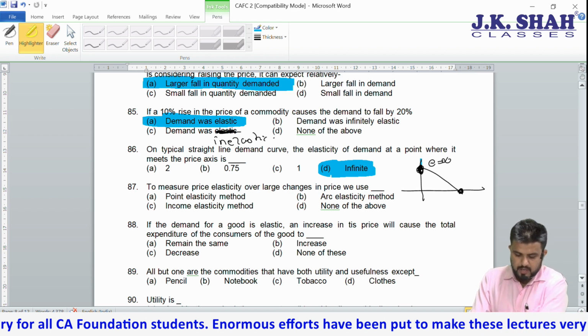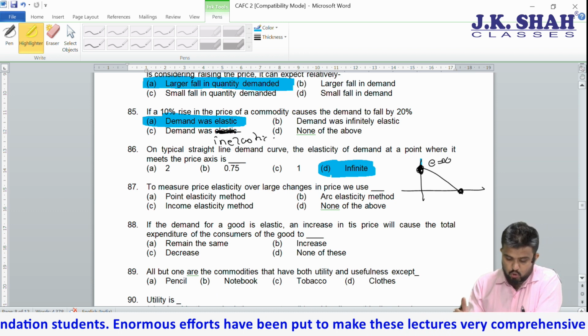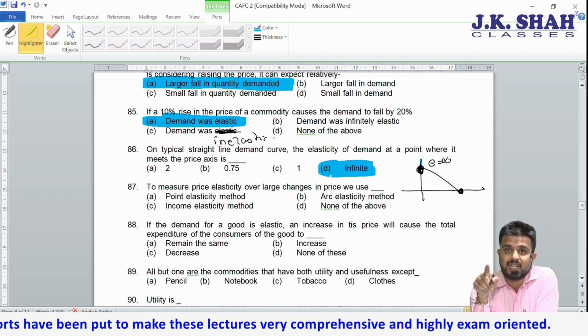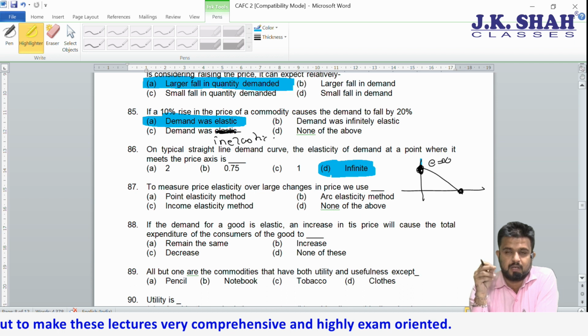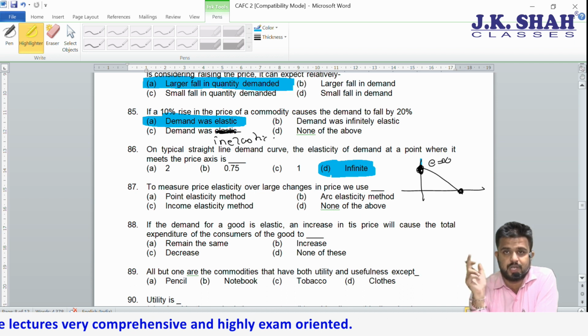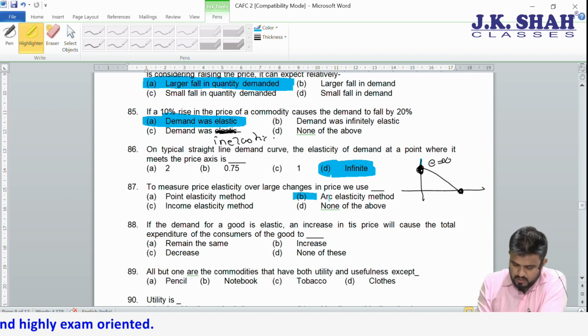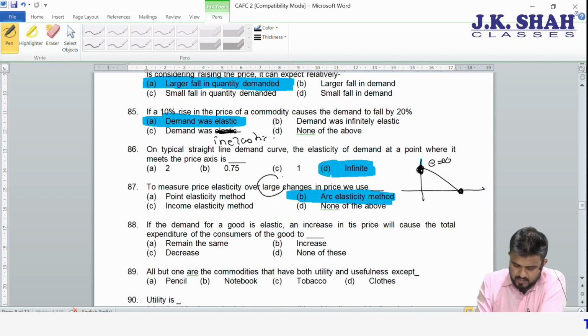87 now. To measure price elasticity over large change in prices we use. See, for small, tiny, negligible change it is point elasticity, but for a large or a substantial change, I had told, arc elasticity method will be used. The most appropriate answer is arc. Please understand, large change.